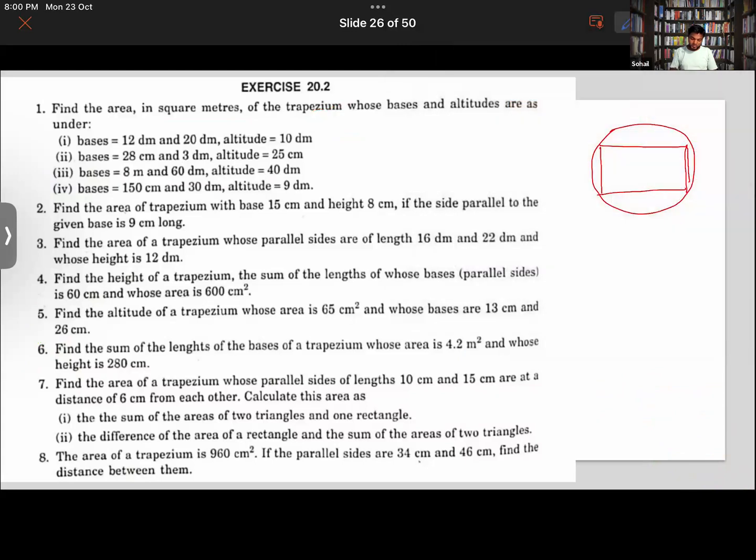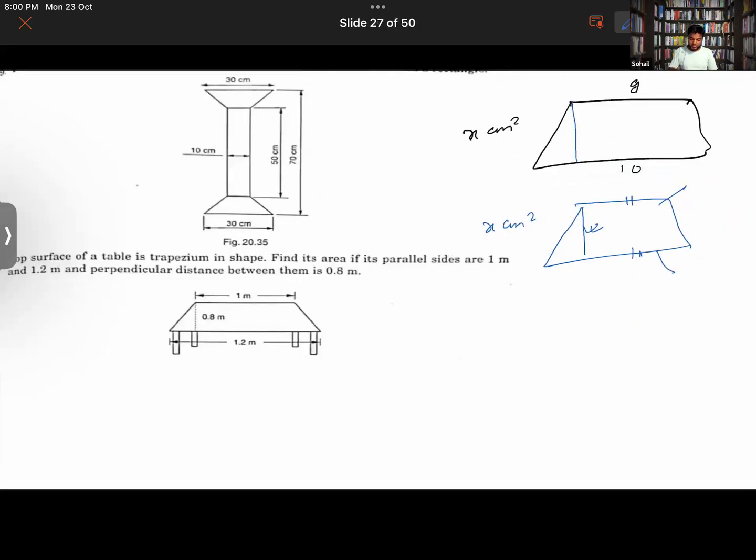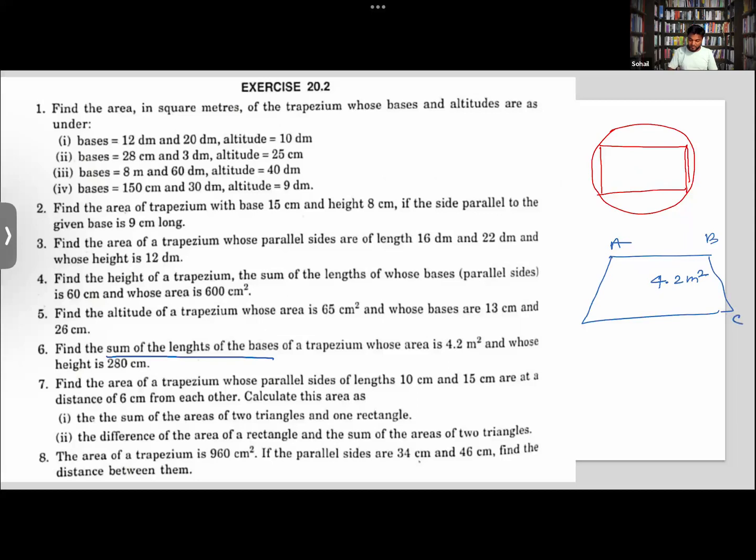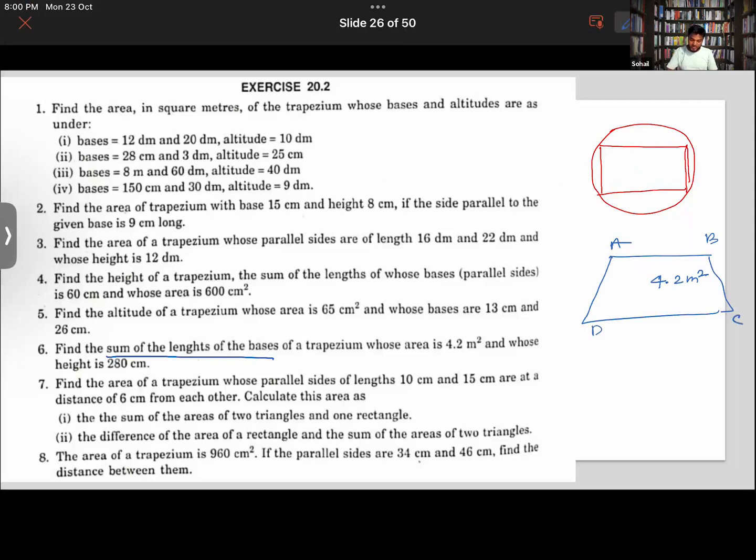In the question, it's saying that we need to find the sum of the lengths of the bases of a trapezium whose area is given as 4.2 square meter. You need to find out what AB and CD are. The height of the trapezium is provided as 280 centimeter, which has to be converted into meter in order to do the calculation first. It can be solved easily. Yes, Ahmed, solve it, both of you.